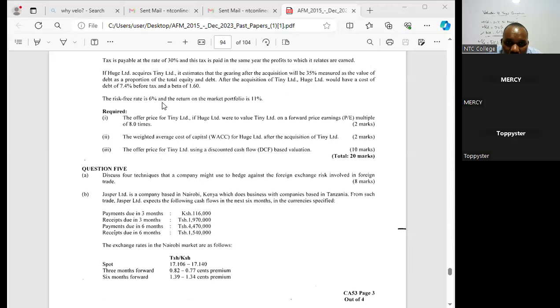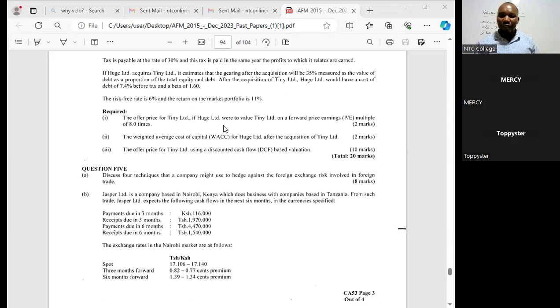So the risk-free rate is given as 6% and the return on the market portfolio. Return on the market is the same as expected return on the market, which is ERM. So they want you to calculate the offer price of Tiny Limited if Huge Limited were to value Tiny Limited on a forward price earning multiple of 8 times. That is forward price earning.